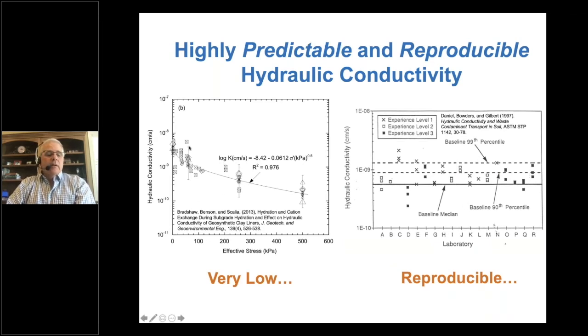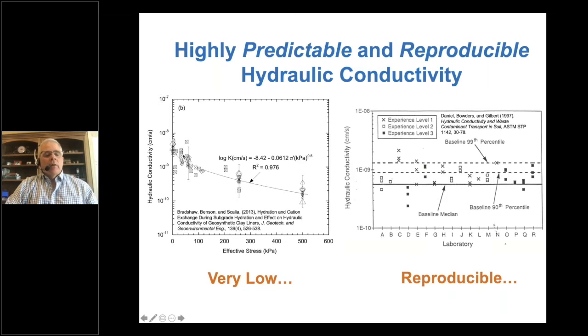I've shown you here on the left. At the lowest stresses, we're down in the low 10 to the minus 9 centimeters per second level. This is data from a whole series of different GCLs that we tested about 7 years ago, under a wide range of conditions, permeated with water and at different stresses.